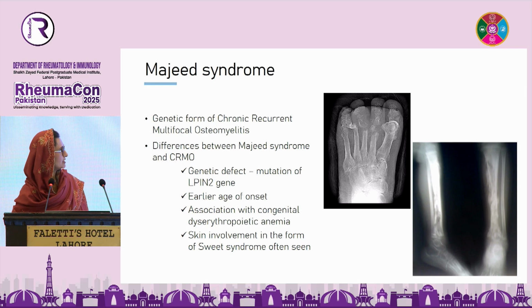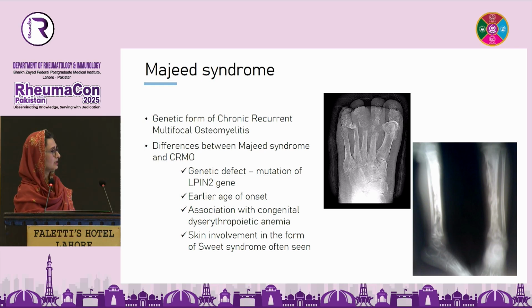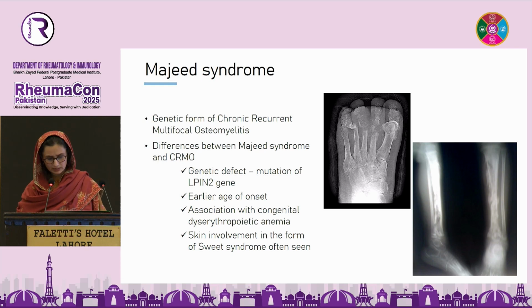Next, there is Majeed syndrome, and this is said to be a genetic form of chronic recurrent multifocal osteomyelitis. There are certain points that can distinguish between CRMO and Majeed syndrome, and these are genetic defects. In case of Majeed syndrome, there is a definitive genetic defect in the LPIN2 gene. It has an earlier age of onset. It is associated with congenital dyserythropoietic anemia, which is not seen in cases of CRMO, and also skin involvement in the form of Sweet syndrome can be seen in patients of Majeed syndrome.